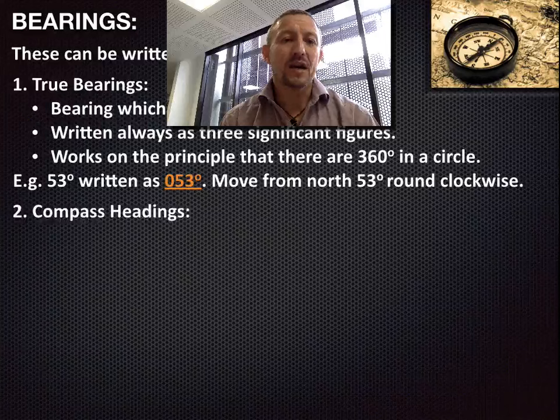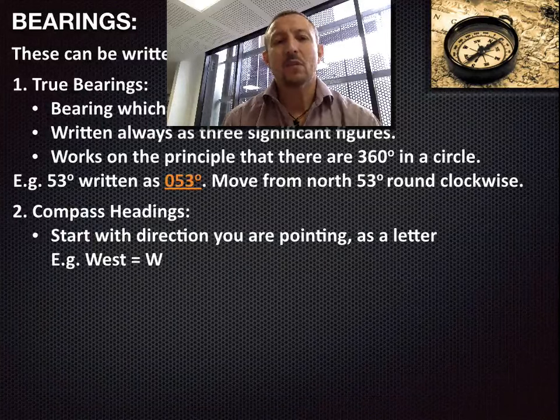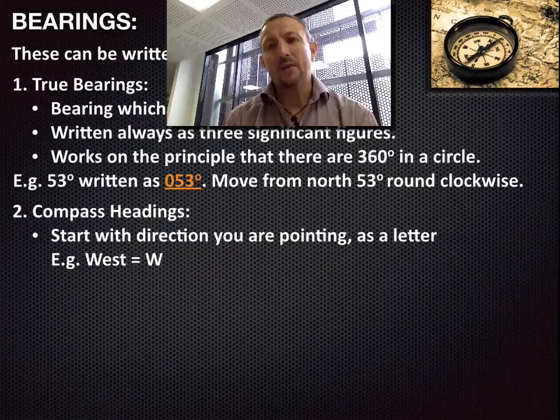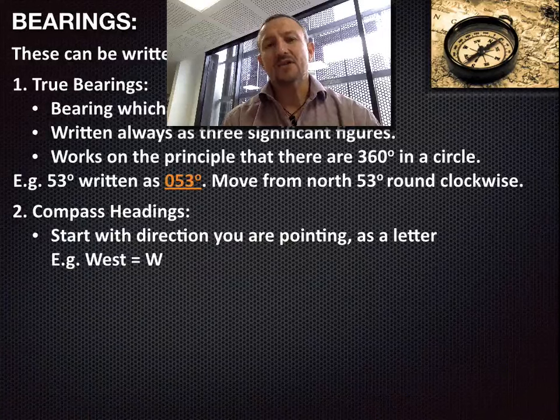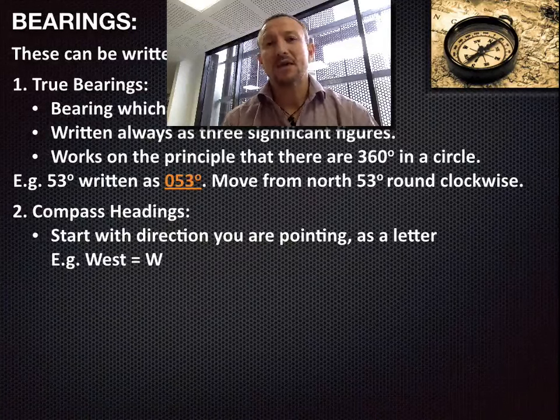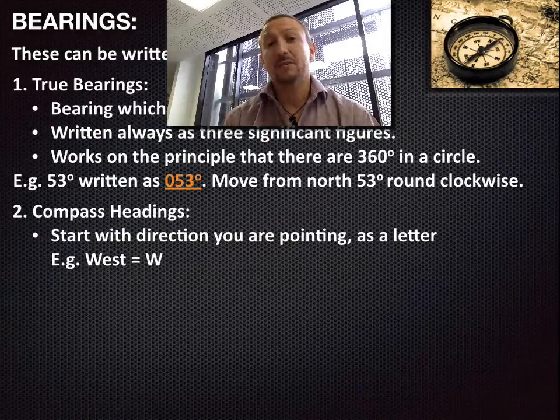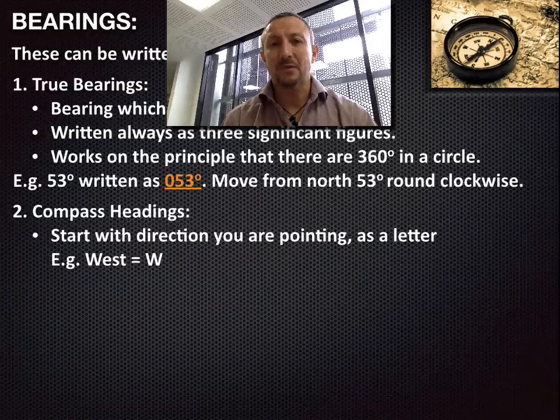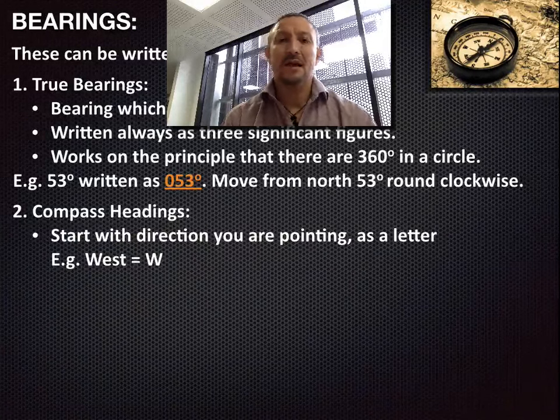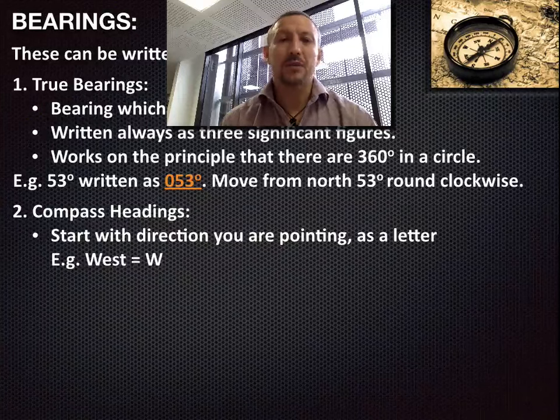Now the other form is a compass heading. In a compass heading, how we would write it is the direction that we happen to be pointing is the first letter of our direction. So for example, if I'm facing west, I put a W. If I'm facing south, I put an S. East, I put an E. North, I put an N.